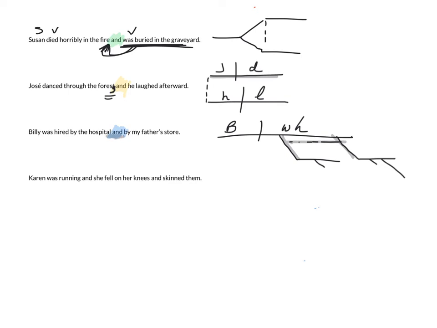Okay, next one, I got a trick for you. Karen was running, and she fell on her knees and skinned them. Right now, do you have a comma here, but also do you have a comma here? So that's two separate questions. But again, we do the same process. Is this a place where two complete sentences are joined? So you look at it and you tell me, do I have two complete sentences coming together right here? Yes or no?